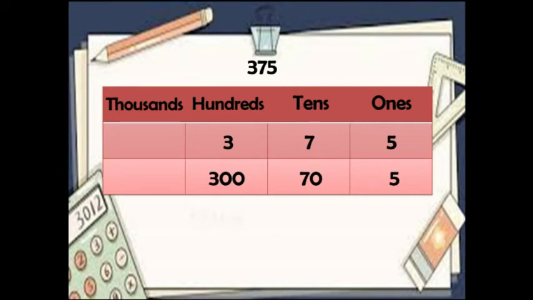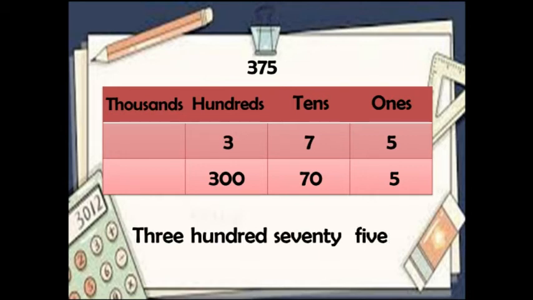So let us spell first the 3, and the spelling of 3 is Three, and we write the hundreds. Another one, we have the 70. We spell 70 as Seventy. And the last one, we have the number 5. We write 5 in words, and the spelling of 5 is F-I-V-E. So that's how we write 375 in words.